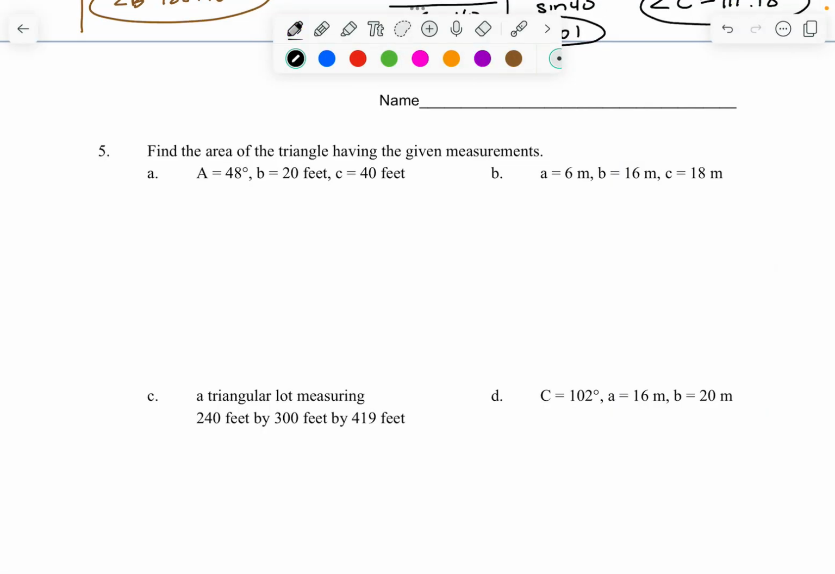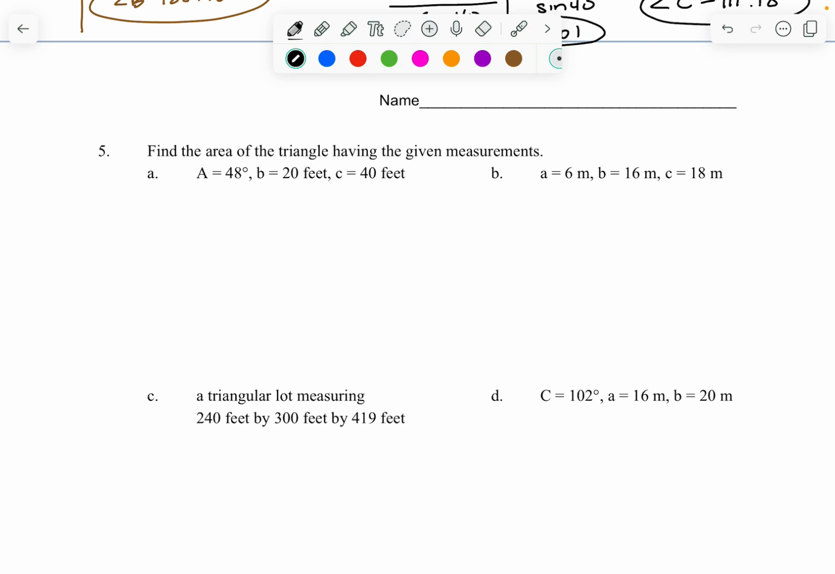All right. This video is for number 5, which is, I believe, all of the area problems. And then number 12, because we've already done all the vectors and all the triangles. All right.